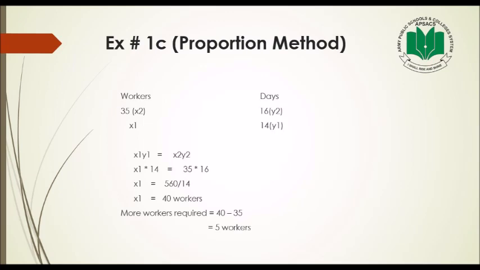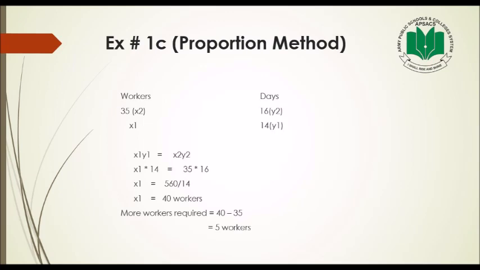First of all, we have to find out whether this question is related to direct proportion or inverse proportion. So we will write down the given information first. As 35 workers are needed to complete the project in 16 days, now days are reduced, so more workers will be needed to complete the project in time. As one quantity is decreasing and the other is increasing, the question is related to inverse proportion.